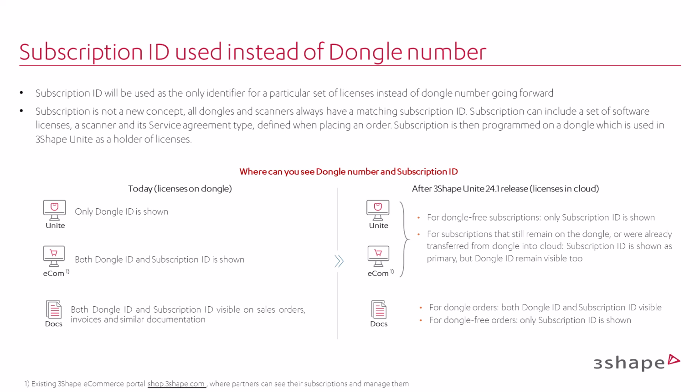For dongle-free subscriptions, the subscription ID will be the primary identifier shown. After the release of 3Shape Unite 24.1, subscription ID will take precedence over the dongle ID in both the e-commerce portal and documentation for dongle-free subscriptions. For orders involving dongles, both the dongle ID and subscription ID will be visible, while for dongle-free orders, only the subscription ID will be shown.